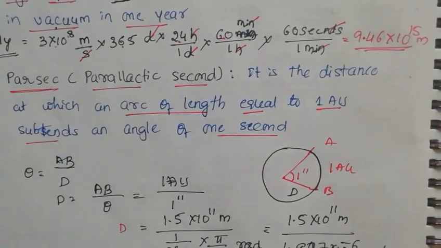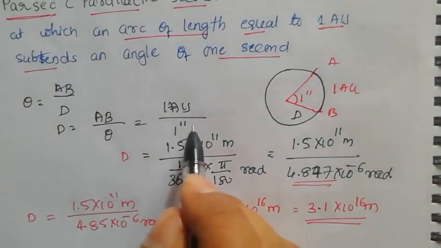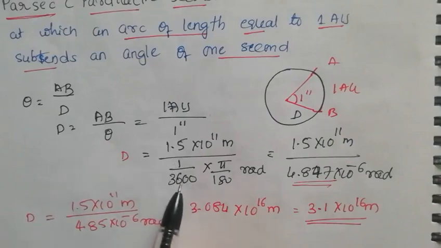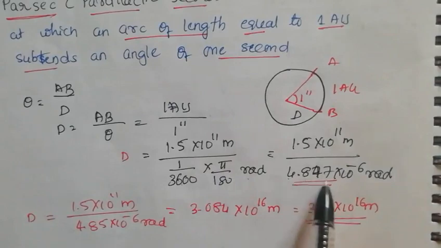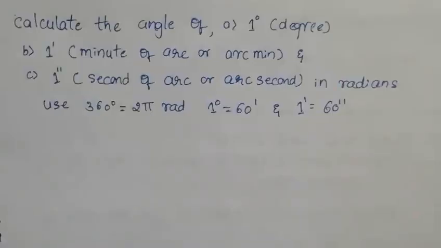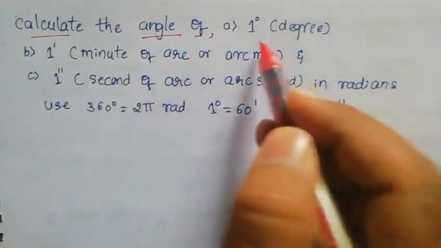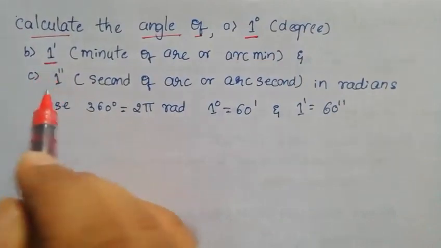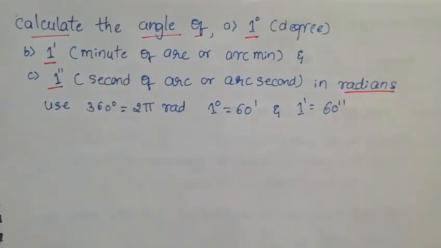Now here you have one doubt. The doubt is, sir, how did you take this 1 second as 1 by 3600 into pi by 180 radian, or you can say 4.847 into 10 power minus 6 radian. Okay, let us do a small numerical to understand this conversion from radian to second. Look here now. They are asking you to calculate the angle of 1 degree, 1 minute, 1 second in radians.